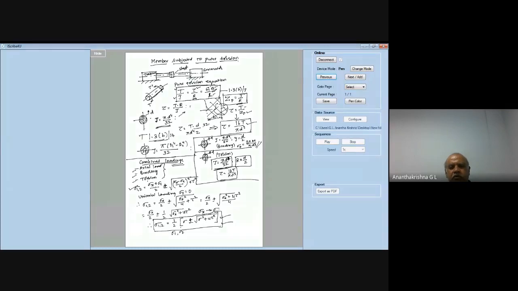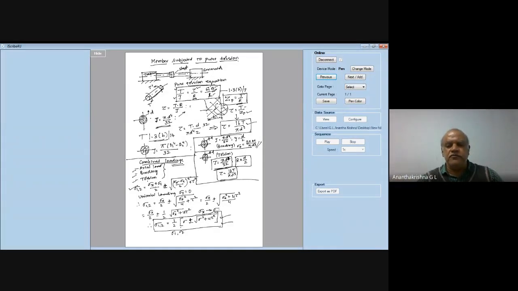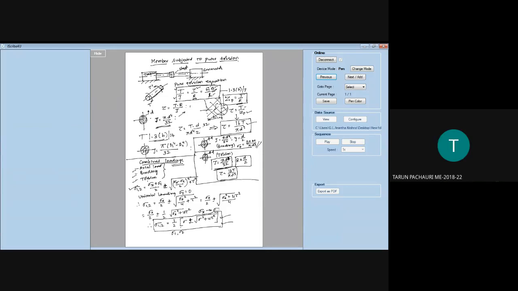In the beginning, what did we learn today? What is the topic that we learned in the beginning today? We learned about members subjected to bending, sir. Okay. What is the equation for pure bending? M by I is equal to sigma b by y is equal to E by R.